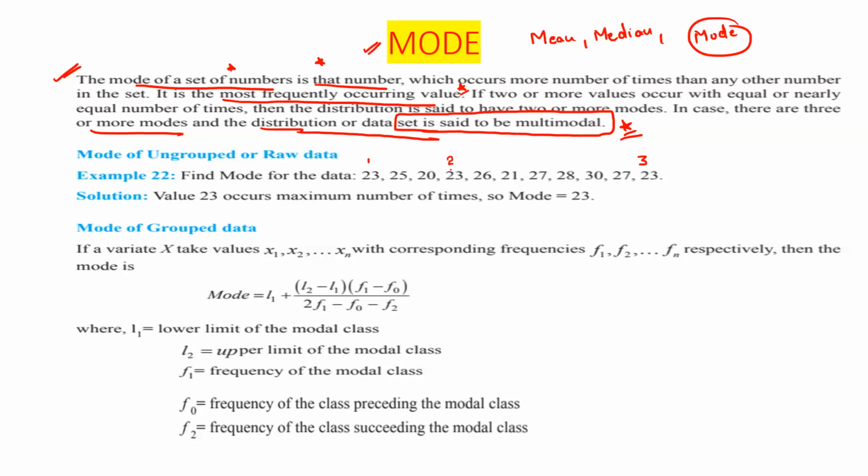Next, 25 occurs only one time as we go through the series. 20 occurs only one time. 26 occurs only one time. 21 occurs only one time. 27 occurs two times. So the number occurring most of the time is 23, which occurs three times. So our answer is 23. The value 23 occurs the maximum number of times, three times, with respect to the other numbers. So the mode here is 23.